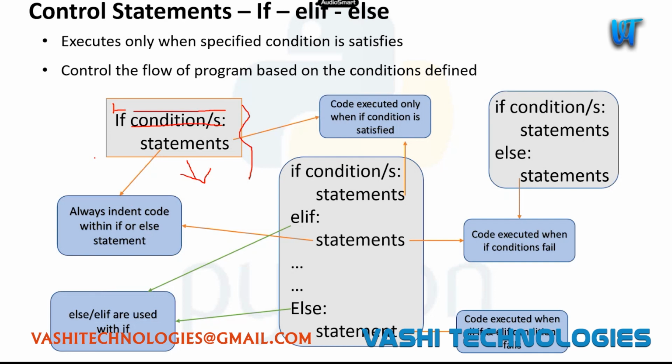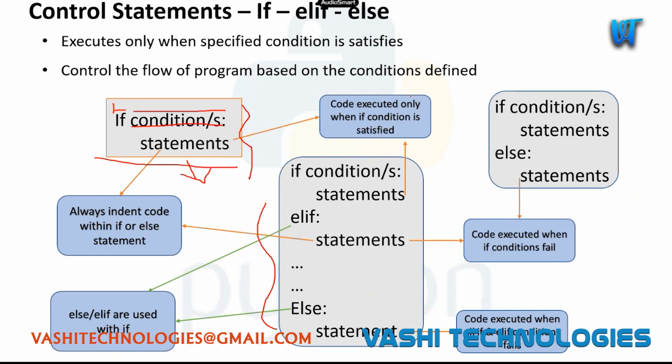When writing these conditionals or looping statements, pay attention to the indentation. We have to always indent our code. If you see these statements over here, we are indenting them with a tab or four spaces. As I said, elif and else we have to use only in combination with if. We can't use them independently. But in the case of if, we can use it independently without any elif or else.